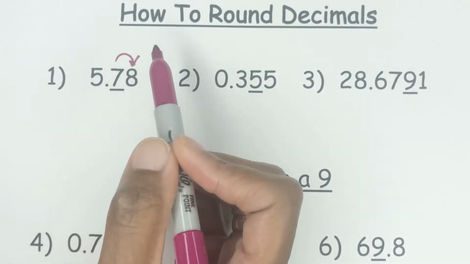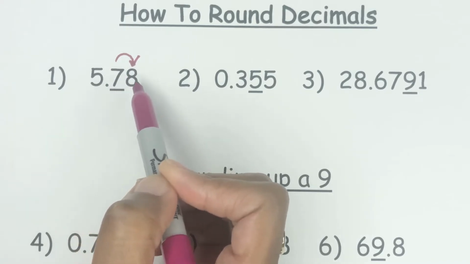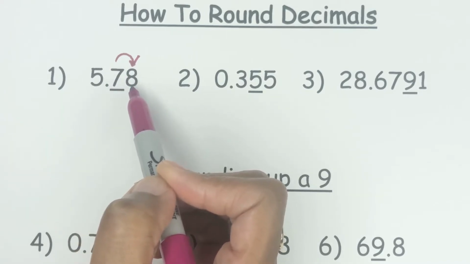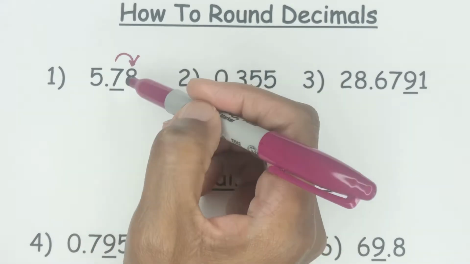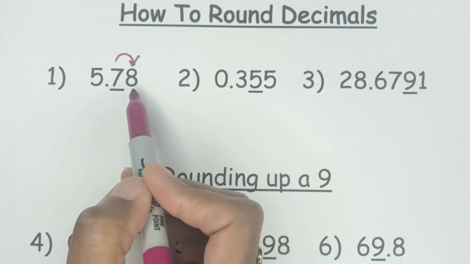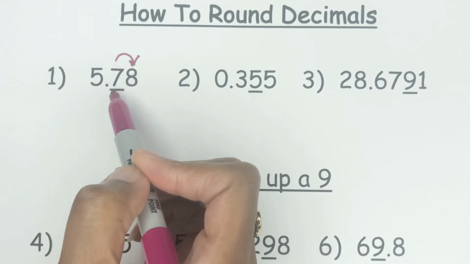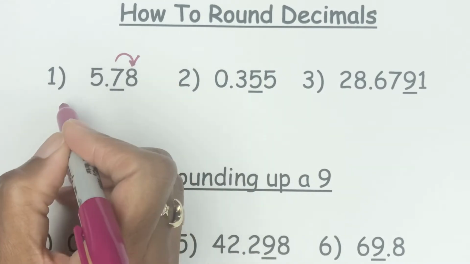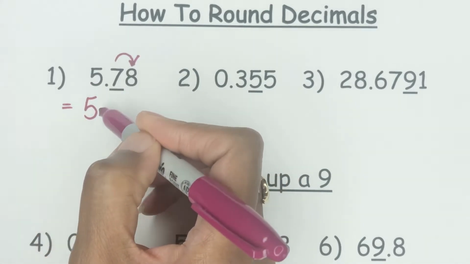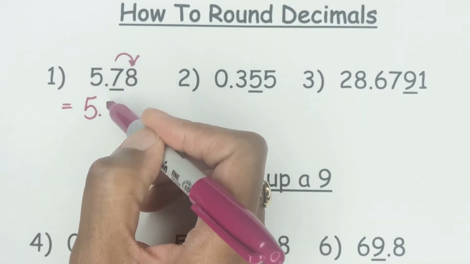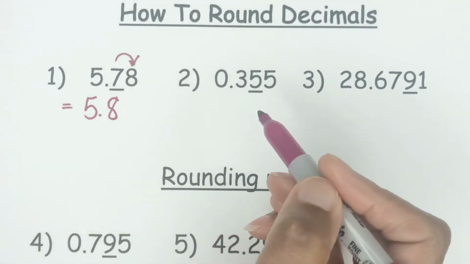The saying is: 5 or above, give it a shove. 4 or less, let it rest. So we're either rounding up or the number stays the same. As you can see, the 8 obviously is more than a 5. So 5 or above, give it a shove. You're giving the 10th place a shove to the next digit. We don't do anything to the whole number, so that still remains a 5. But the 7 rounds up to the next number, which is an 8. So this is 5.8. Let's move on to the next one.